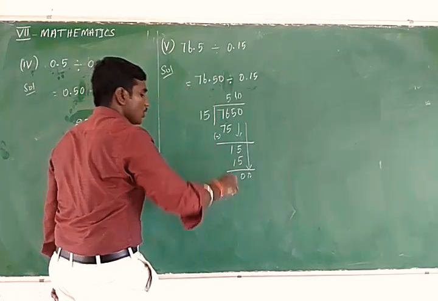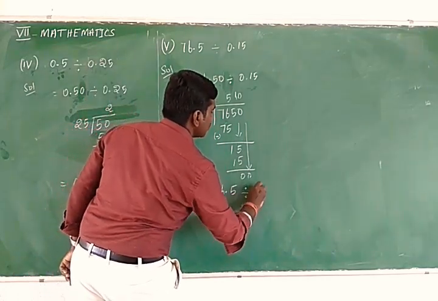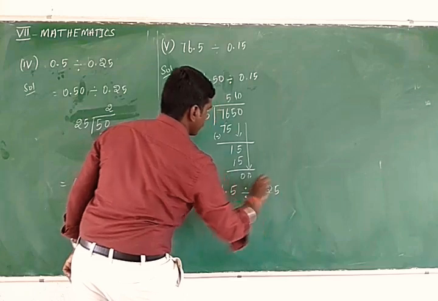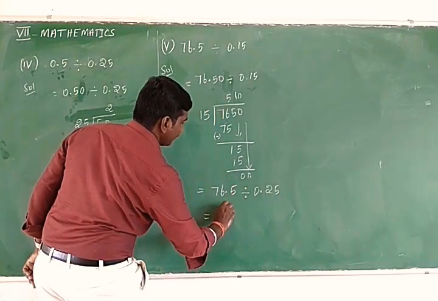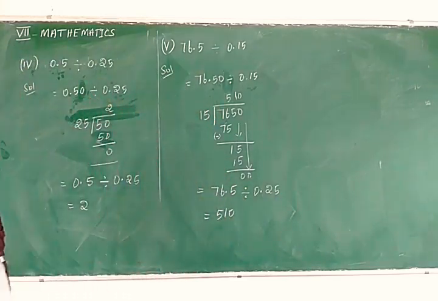So 76.5 divided by 0.15, the answer is 510. Okay, so any doubt there?